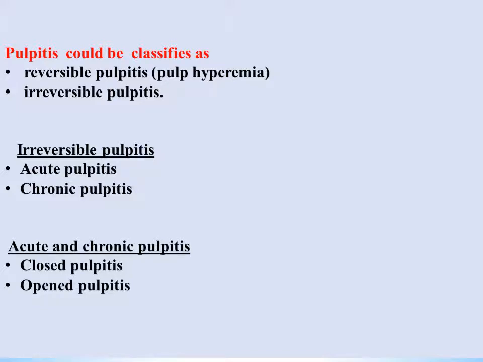الpulpitis could be classified as reversible pulpitis أو نسميها الpulp hyperemia, and irreversible pulpitis, which can be divided into acute pulpitis or chronic pulpitis. Acute and chronic pulpitis, again, could be either closed pulpitis or open pulpitis, وراح نجي على هاي الكاتيجوريز كلها ونشرحها one by one.